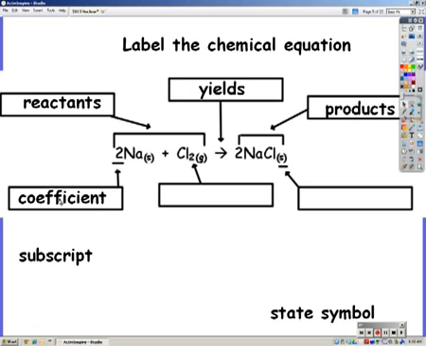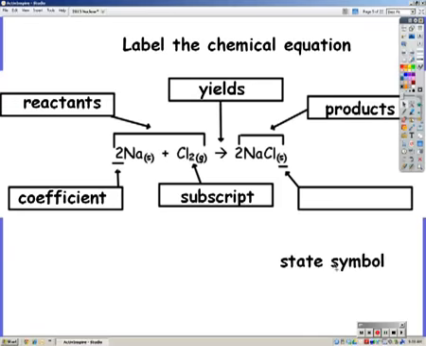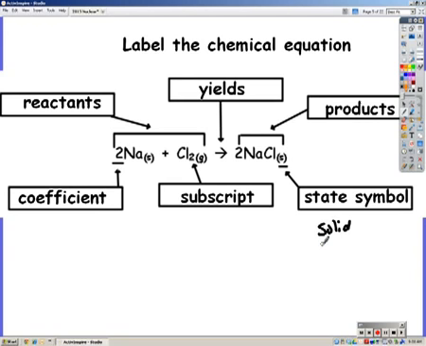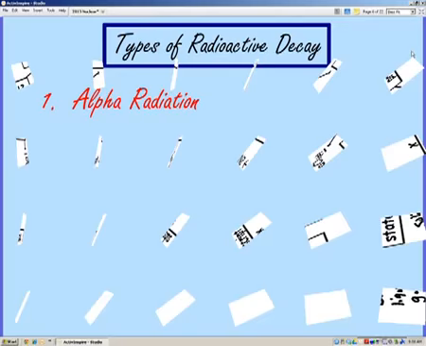We'll go ahead and label subscript and state symbol, but you will not need to know those in this unit. State symbols are like solids, liquids, and gases, so that S would stand for solid. We'll see this later in the year. So we'll have the X there. Again, these two are the ones you don't need to know, but you do need to know the other 4.